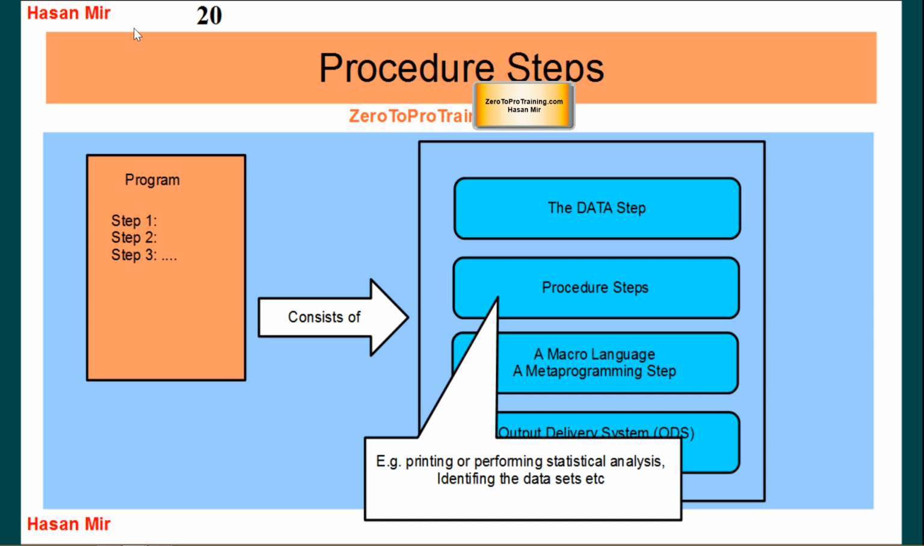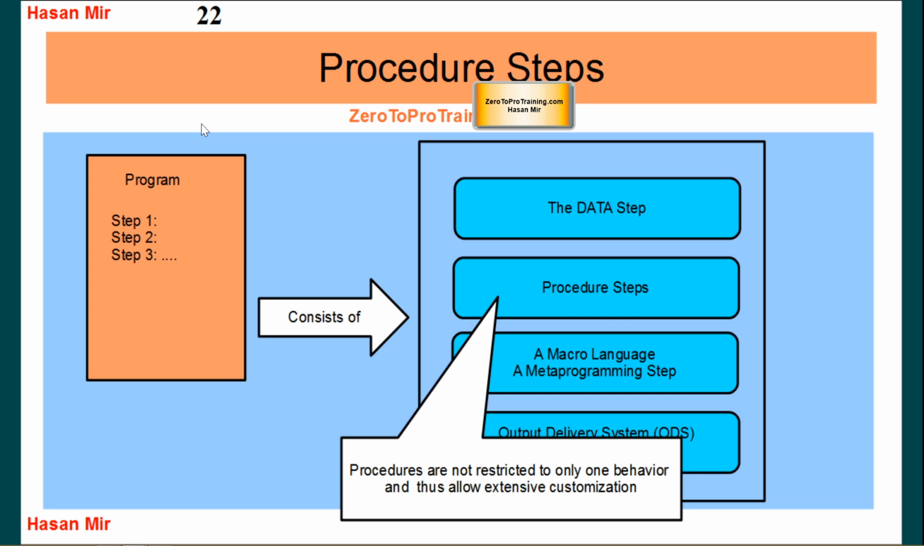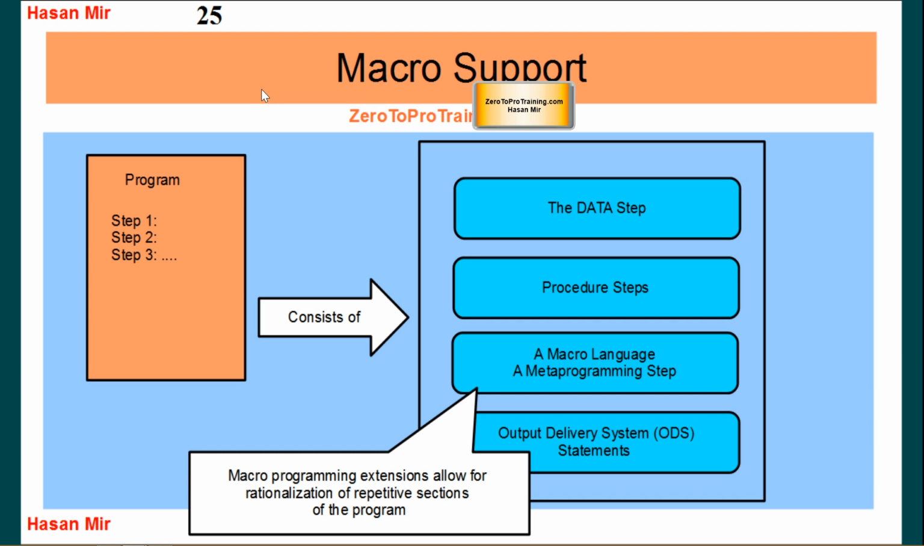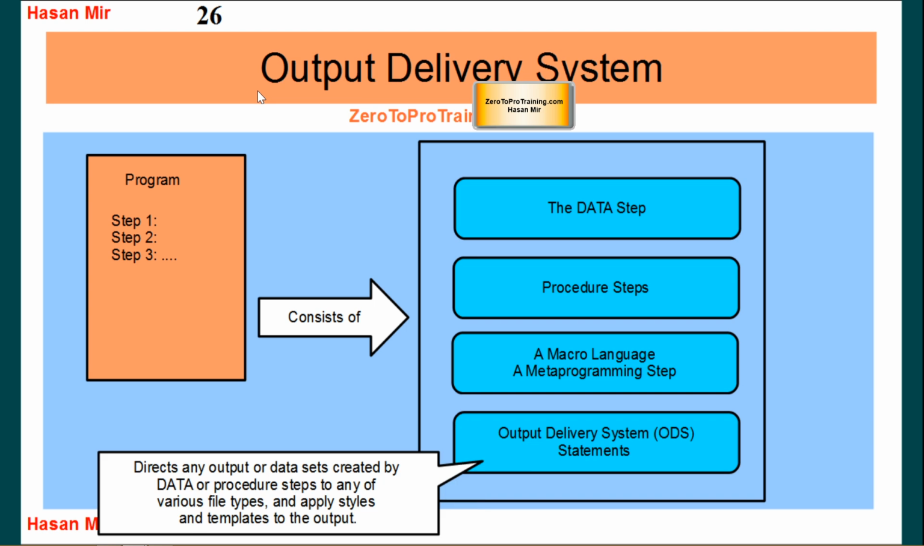You can use SAS programming language to write programs of any level of complication. You do have SQL procedure support as well available. You can consider this as a 4GL language. Macros are available. This helps you organize your code that is going to repeat more than once. Then we have output delivery system, or ODS. This directs output created by the data step or procedure step to various sorts of file types. For example, you can create XML, PDF, CSV, and so on.